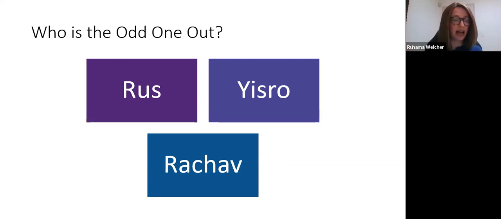but we get to it through this activity, okay? Another example, Rus and Rachav had very illustrious grandchildren after they converted. Yisro we don't hear much about after he converted.